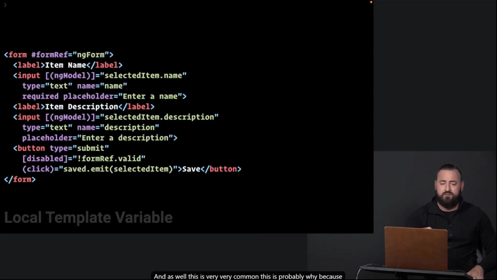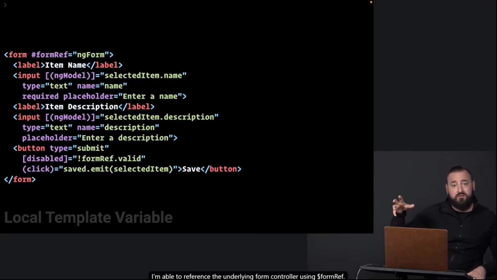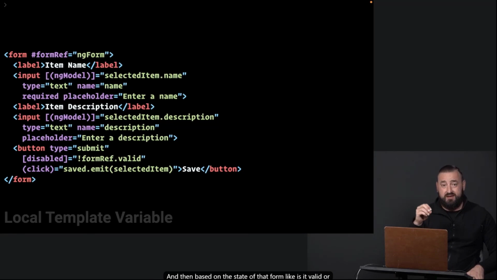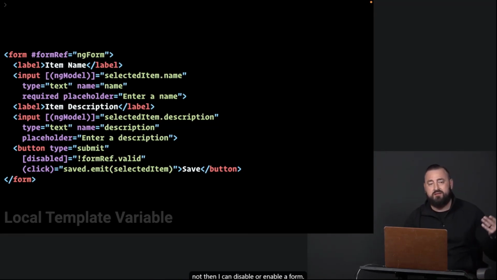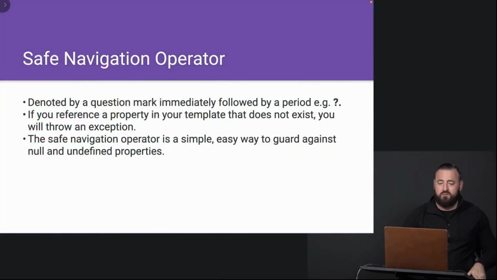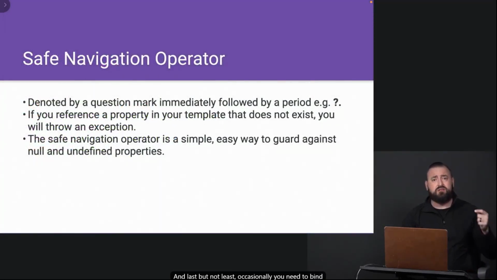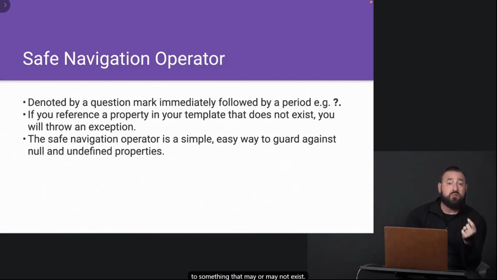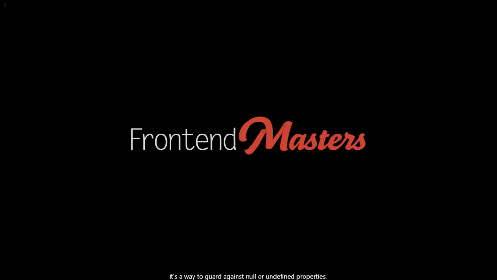And as well, this is very, very common. This is probably where I use it the most: I'm able to reference the underlying form controller using #formref, and then based on the state of that form, like is it valid or not, I can disable or enable a form. So this is where we see, again, property and event binding. And last but not least, occasionally you need to bind to something that may or may not exist. At one point this was called the Elvis operator because of the little hair dip, but it is now safely referred to as the safe navigation operator. You just use the question mark. This is also built into TypeScript, I think, at this point, and it's a way to guard against null or undefined properties.